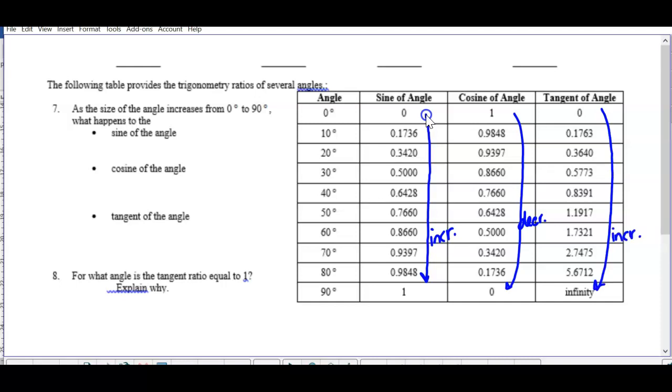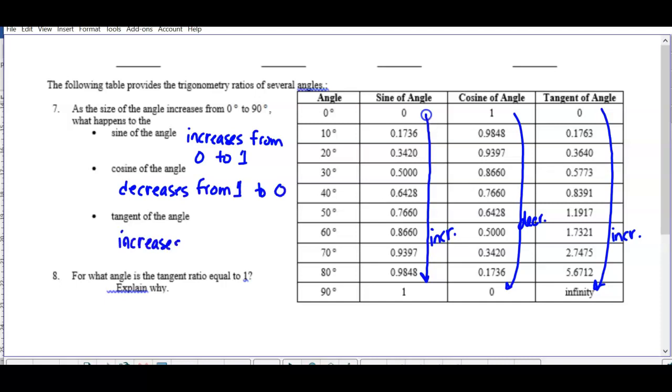Okay, so the sine of the angle increases from 0 to 1. Cosine decreases from 1 to 0. And tangent increases from 0 to infinity. That's the infinity symbol, kind of a sideways eight.